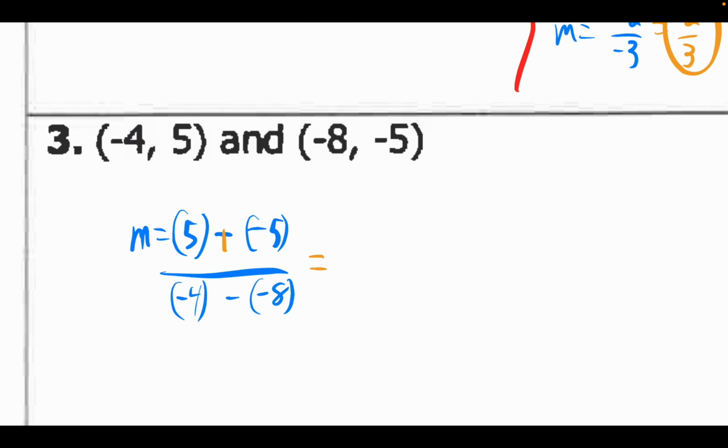So on the top, 2 negatives in a row make a positive, and we get 10. On the bottom, 2 negatives in a row make a positive, and we get positive 4, because it's still a negative. And 10 divided by 4 is 5 over 2.